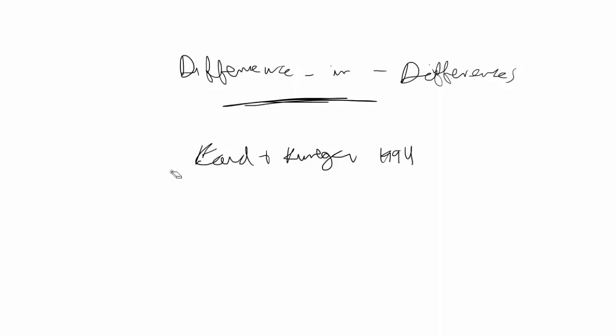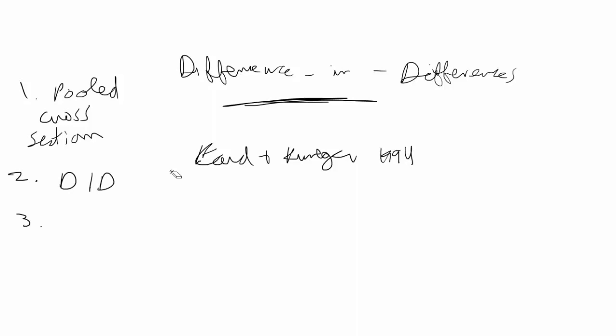In this video, I'm going to first talk about what pooled cross-section data is and the definitions of different data types, because pooled cross-section data is what's used in difference in differences. Then I'm going to go over how you do difference in differences, and then I'm going to talk about the Card and Krueger paper at the end.